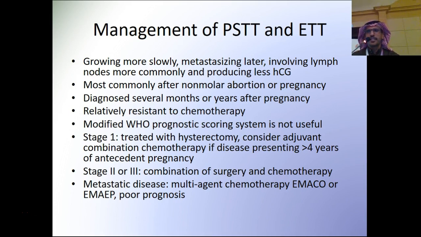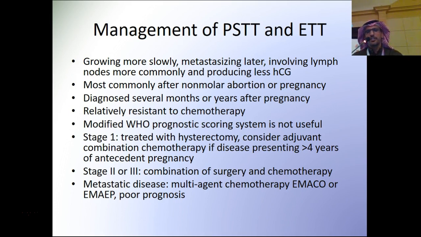What about placental site trophoblastic neoplasm and epithelioid trophoblastic neoplasm? They are usually characterized by growing more slowly, metastasizing later, involving lymph nodes more commonly, and producing low levels of beta-HCG. Most commonly they occur after non-molar abortion and pregnancy, but can occur after molar pregnancy. Diagnosed several months or years after pregnancy, they are usually relatively resistant to chemotherapy, so we usually use combination chemotherapy. The modified WHO prognostic scoring system is not useful for placental site or epithelioid trophoblastic neoplasm.